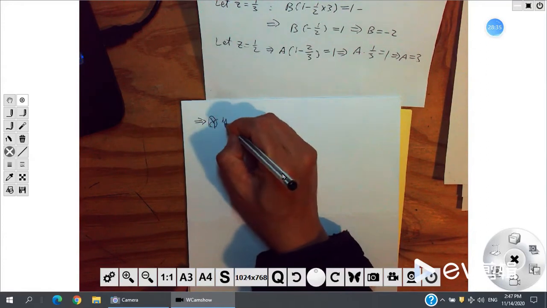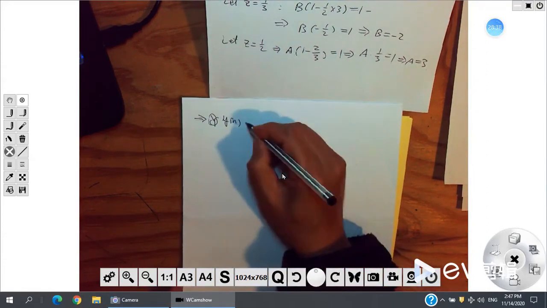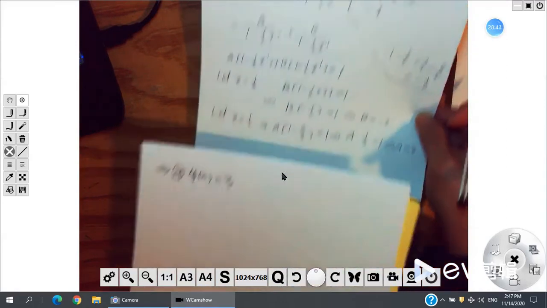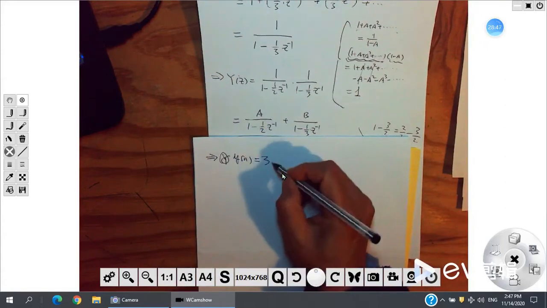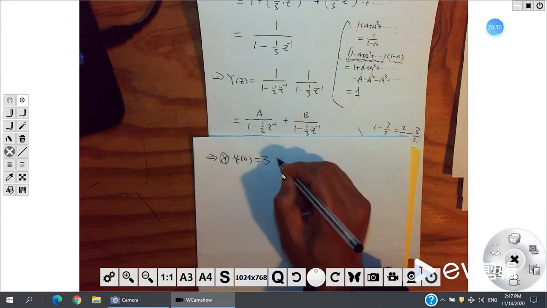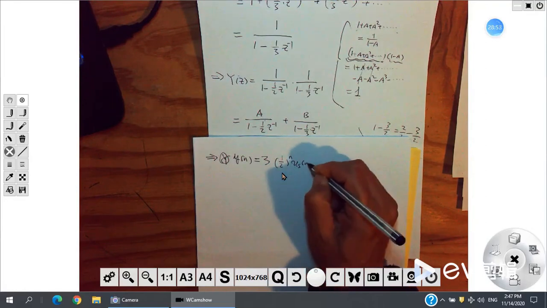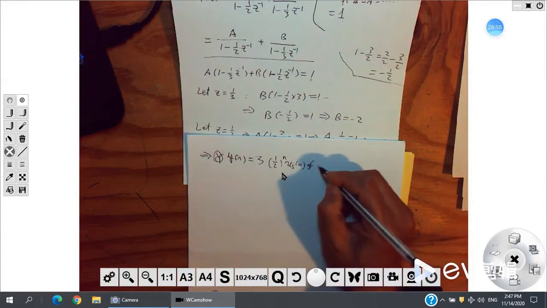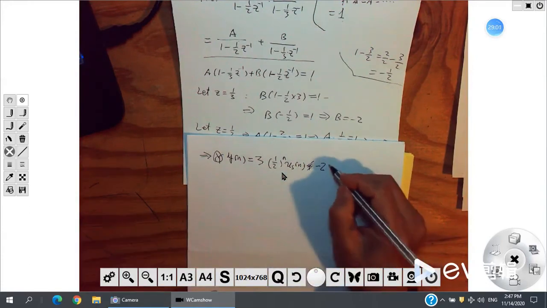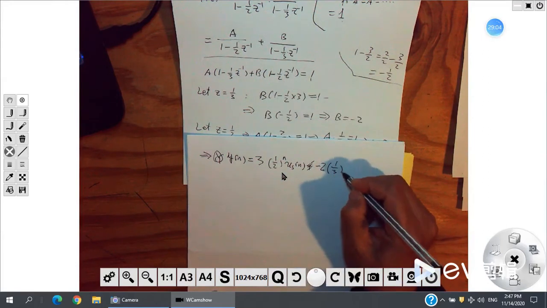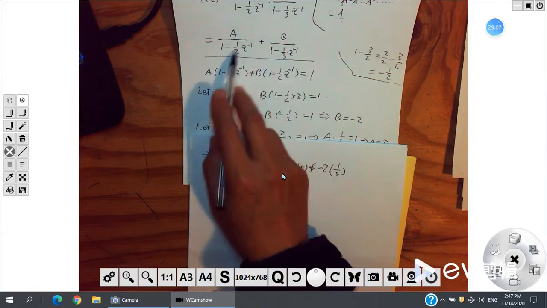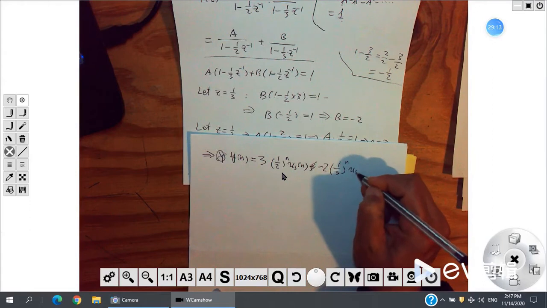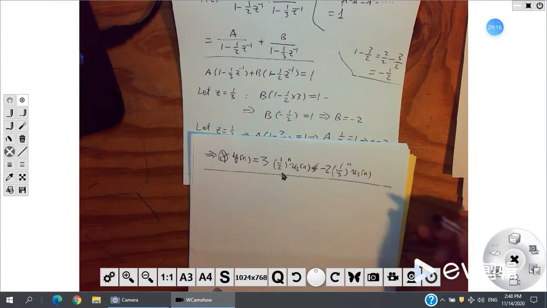This is in n, in time domain. Y of n will equal a is 3, a is 3. Then this part goes back to the time domain. There will be 1/2 to the n times u, the unit step at n, plus b. B is negative 2. Then this term, it is 1/3. Similar to this one, just here replace 1/2 by 1/3. So you have 1/3 to the n times u of n. So you can have y of n looking like this.